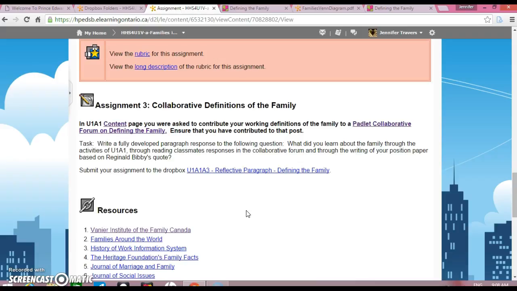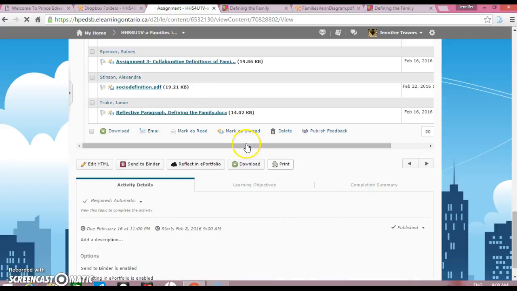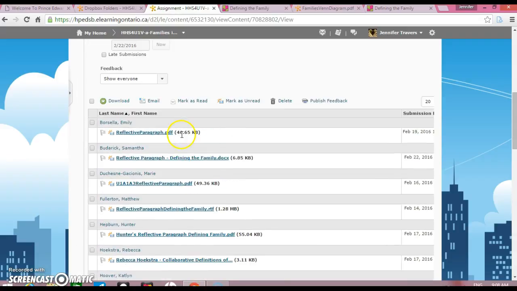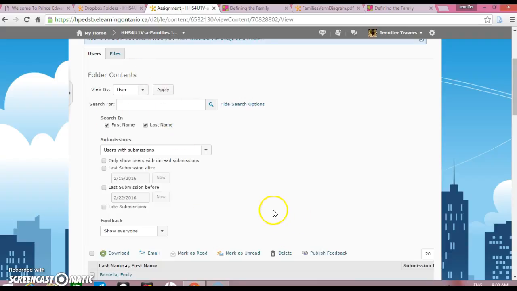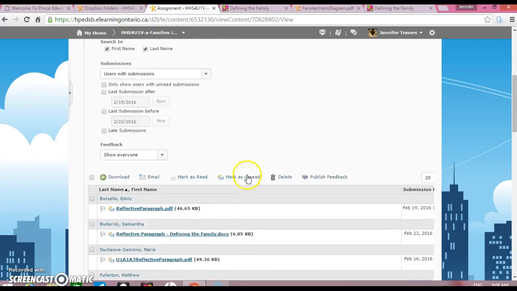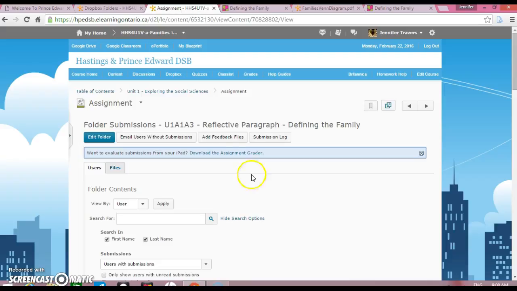And the last one is, so having read through the Padlet and posted on it, write a paragraph. What did you learn about what the family is, right? So you can put that in Google Doc and save it as a PDF and then put it in the Dropbox or as a Word document, whatever it may be. So the Dropboxes are linked right to the assignment. So when you're done that assignment, your reflective paragraph, you just hit submit and it will go in there. Now I'm the instructor, so I can see everybody that's handed those in.